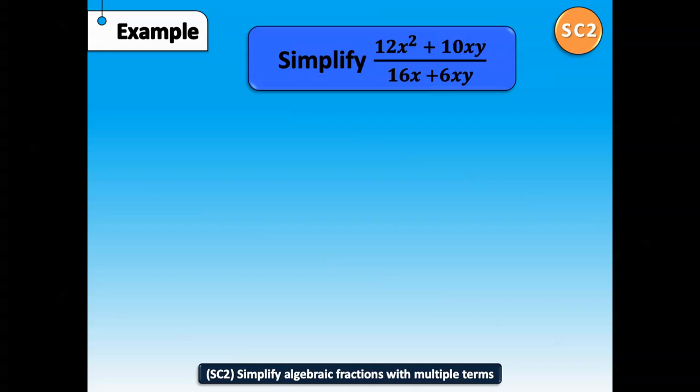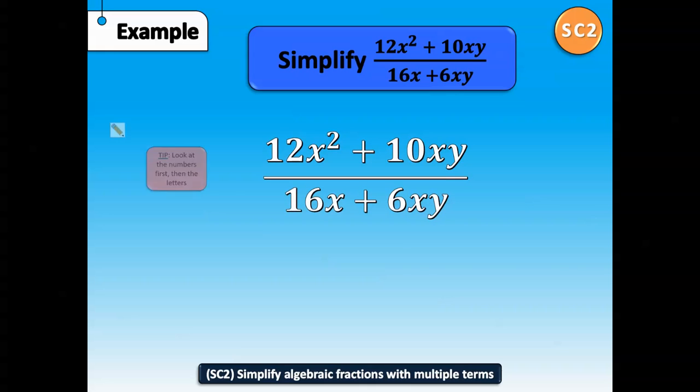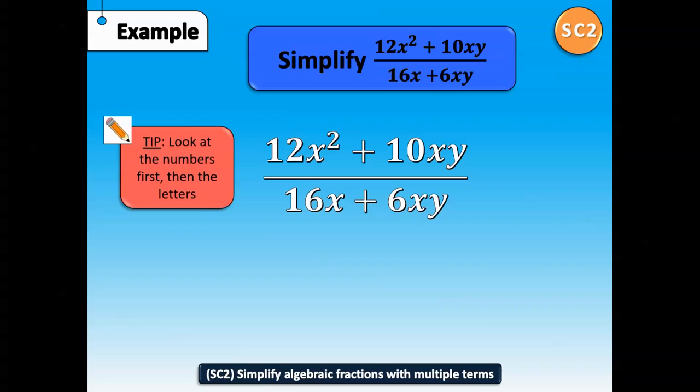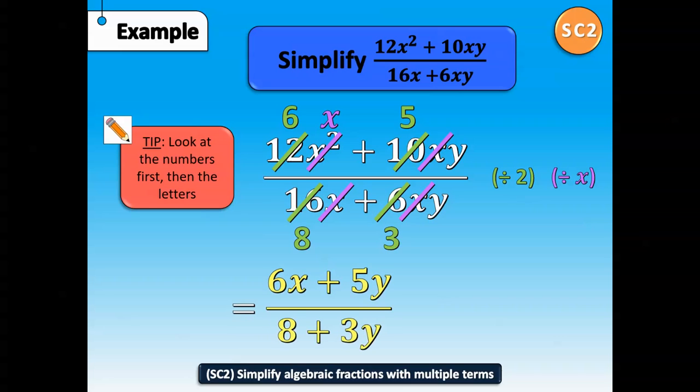Here's another example. So again, we need to think of a common factor. So we can divide everything by 2. And then we can also divide everything by x as well, because every term has an x in. So we're left with 6x plus 5y over 8 plus 3y.